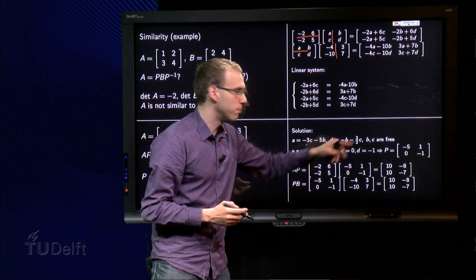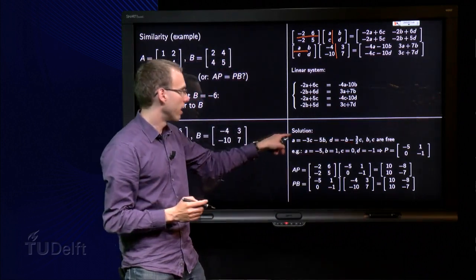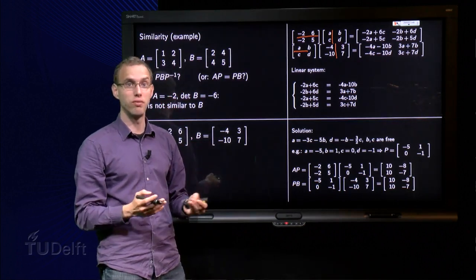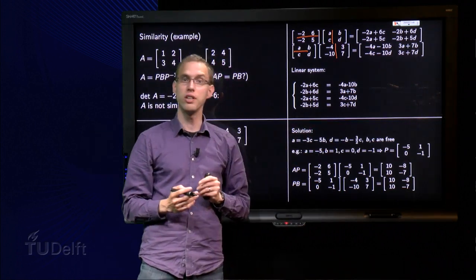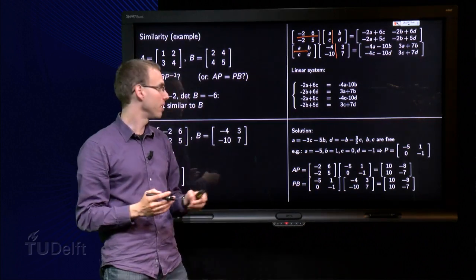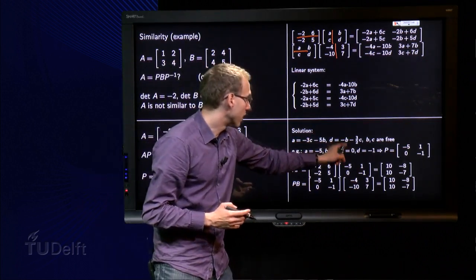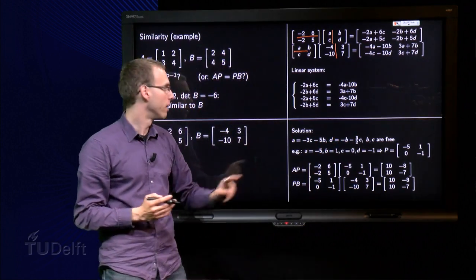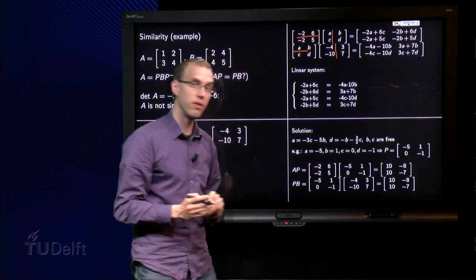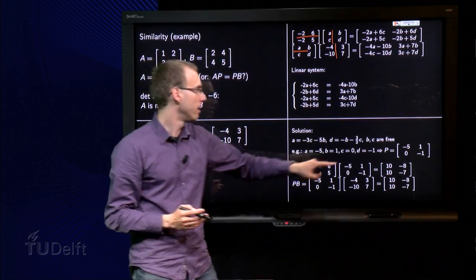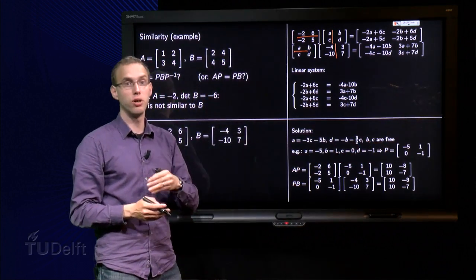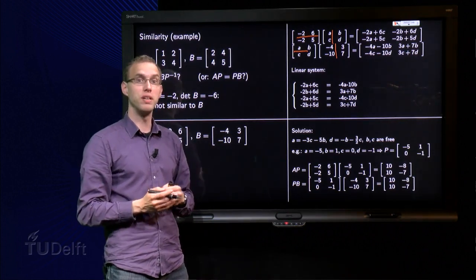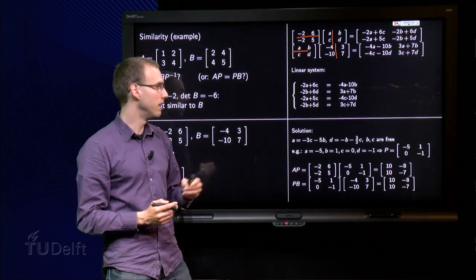Of course, b and c are free, so I can take them 0, then a and d are also 0, but that would yield a 0 matrix, which is not invertible. So let's make another choice and try to find an invertible P. So I could take c equals 0 and b equals 1, and it follows that d equals minus 1 and a equals minus 5, and we get the P over here. The determinant of this P equals 5, so it's invertible. So we have found an invertible P such that AP equals PB.